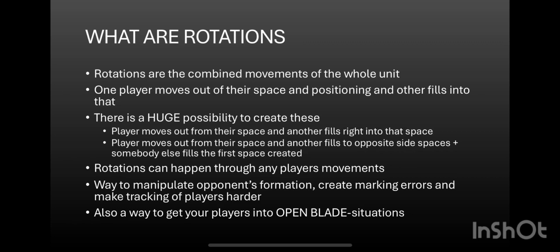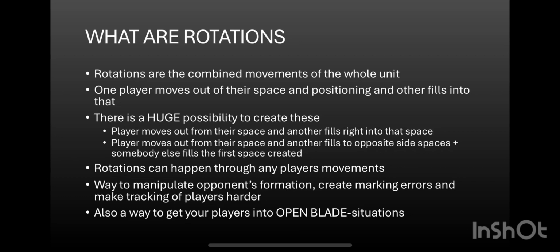There is a huge possibility to create different kinds of rotations, like hundreds of those, and you can utilize all of them. It might be something like this. A player moves out from their space without the ball or with the ball, and another one fills the same space where they left. Or a player moves out from their space, and then another fills the opposite side space, and somebody else fills the space where you left. So there are a bunch of variations on how to do that, and we will look at different variations a little later on in the video.